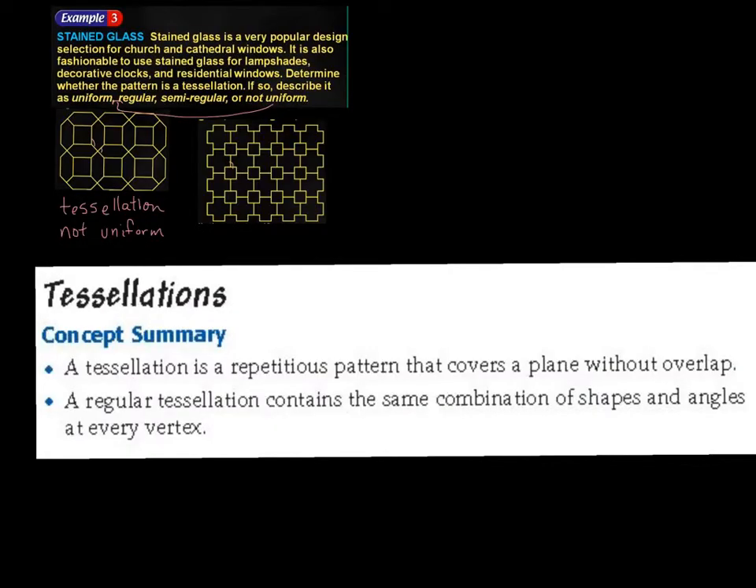A tessellation is a repetitious pattern that covers a plane without overlap or gap. A regular tessellation contains the same combination of shapes and angles at every vertex.